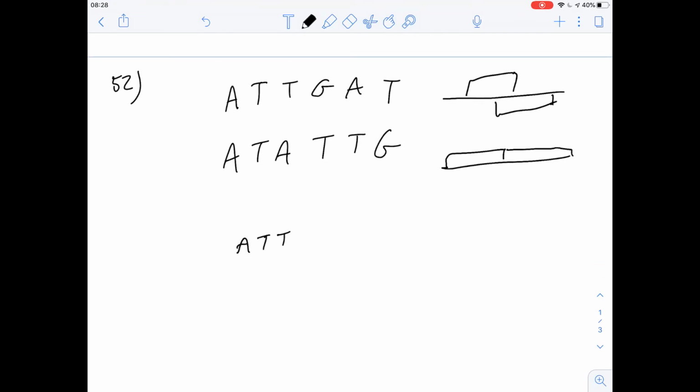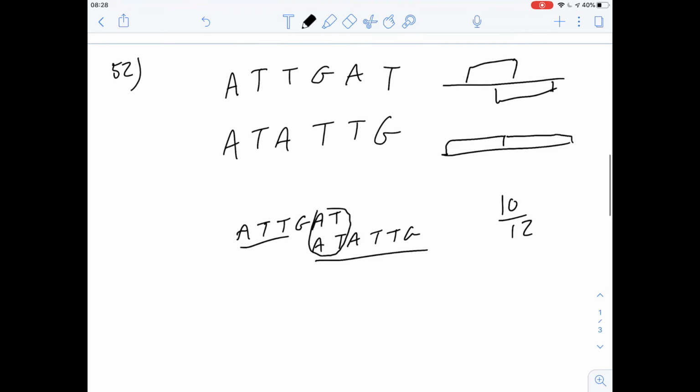Well, we can draw it out like this. If I were to draw out the first one, and then the second one, you can see that there is an overlap here, and that gives us 10 bases in a row. So that would represent 10 out of 12 of the sequence, which is answer C. But there's another overlap too.